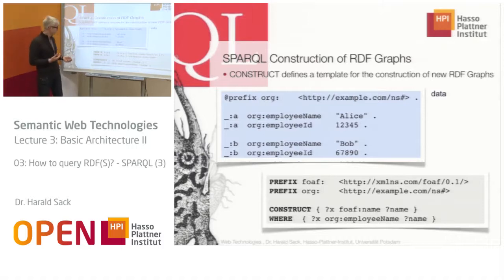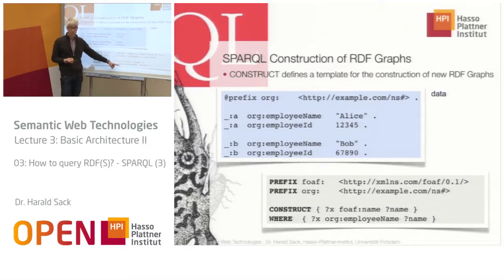So what you do here is you have a graph pattern. You are looking for all patterns that have the employee ID or the employee name from our knowledge base. And what you construct is a new pattern where you put the subject from the original pattern and the name from the original pattern, and you simply substitute the property with the property from your new namespace, the FOF namespace.